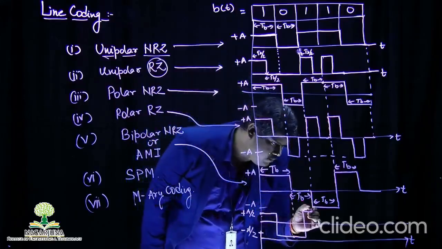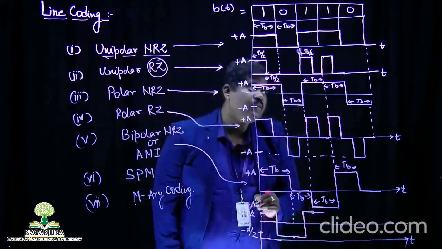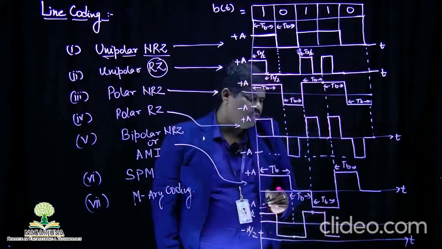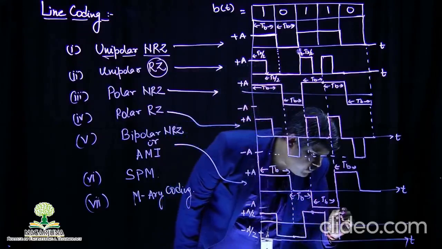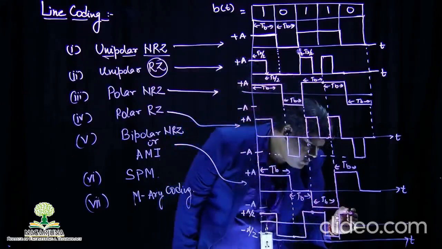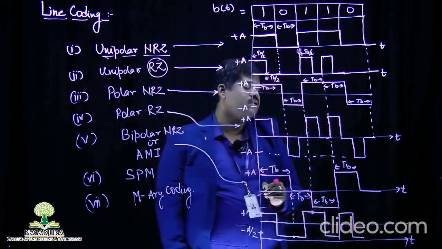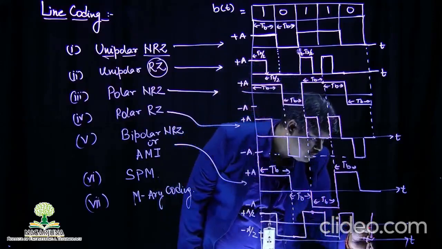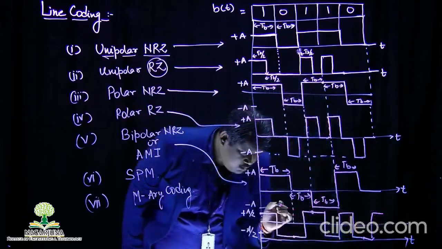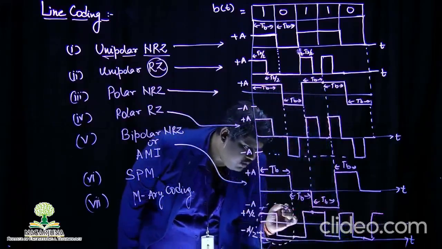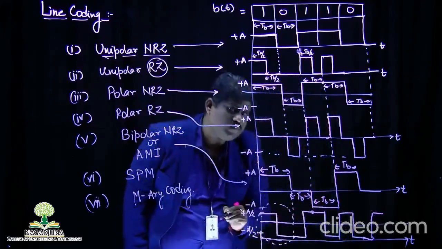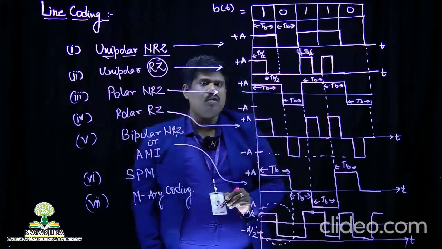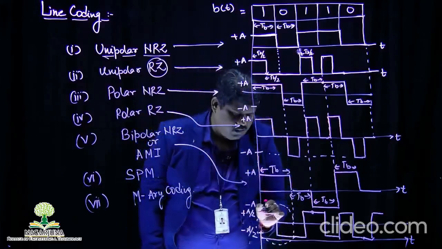Again 1 will come. For half of the bit interval it will be plus A by 2, and for the remaining half minus A by 2. Again, for half of the bit interval it is plus A by 2, then minus A by 2. And for 0, minus A by 2 first, then plus A by 2. Here you can check that in a single bit duration, the phase of the pulse changes from positive to negative in between. That's why it is called split phase Manchester technique.